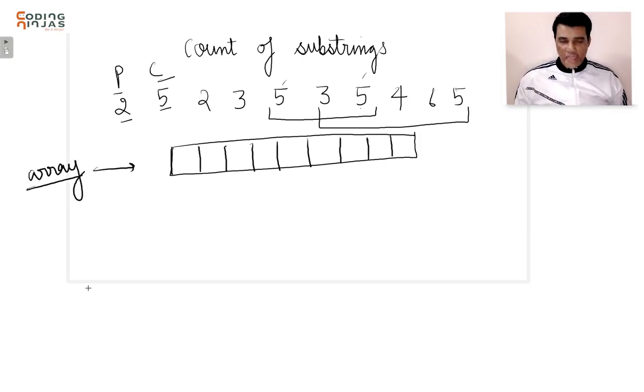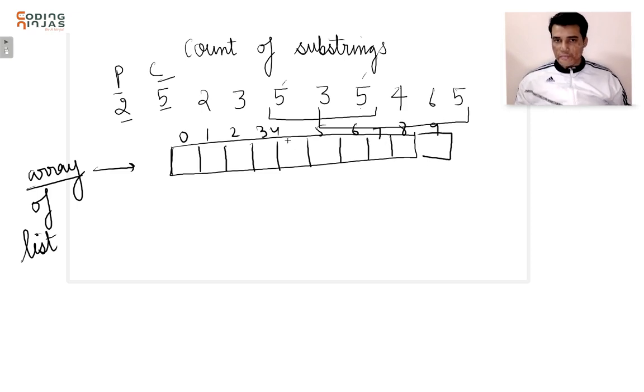This array is an array of lists. The indices are 0, 1, 2, 3, 4, 5, 6, 7, 8, and 9. So there are these 10 indices. I've taken these 10 indices because the digits or the numerical characters can start from 0 and end at 9. I have only these 10 choices.